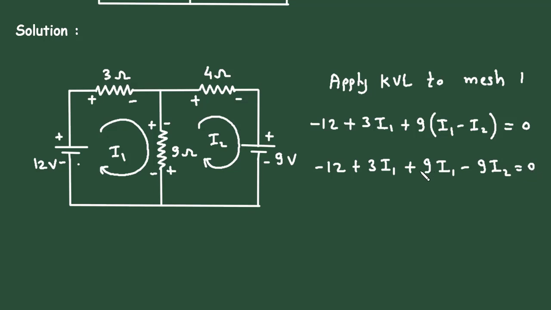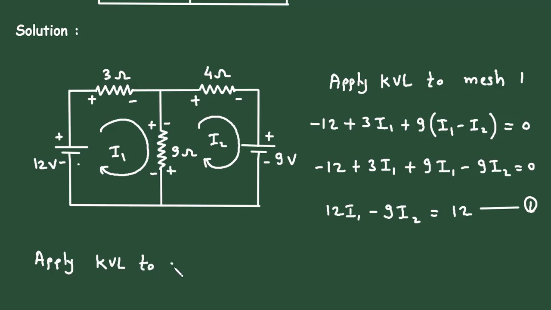Now let's write I1 terms first. So it will be 3 plus 9, 12 I1, then minus 9 I2 is equal to 12. Let's say this is equation number 1. Now next we will apply KVL to mesh number 2.